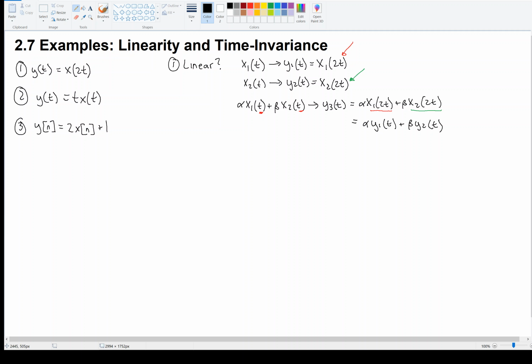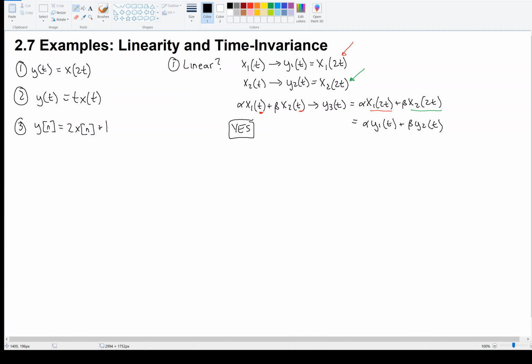So I can conclude then, yes, this is linear. And the reason I can conclude that is because we put in a mixture, a linear combination of the two input signals, and what did we get out? We got out the same linear combination, or the same mixture of output signals. That's exactly what it means to be linear. That's a linear system.